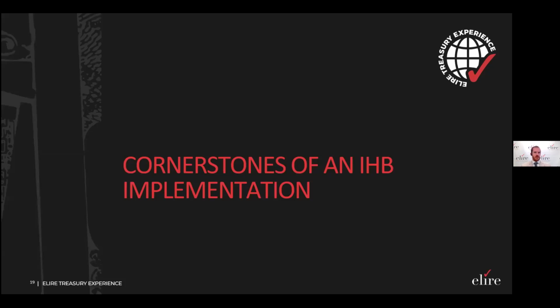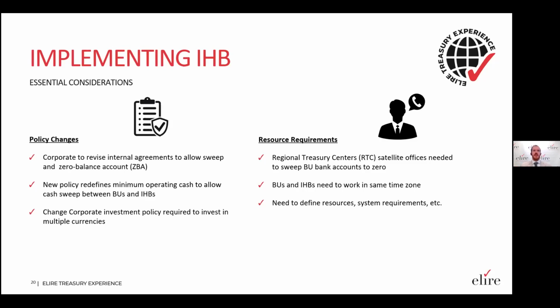What are some of the cornerstones for our IHB implementations? What are some of the things that we really look for in organizations of all sizes when we're looking at implementing an IHB? So when we're looking at that implementation side, our essential considerations really boil down to a couple of key things. A lot of times there are going to be some policy changes that we need to keep in mind. So corporate might need to revise internal agreements to allow sweeps or ZBAs, especially when we're talking about facilitating those through a treasury management system. But even with banking partners, sometimes those agreements need to be amended and changed. So it's very important to look at that so that we can facilitate all of our cash pooling activity.